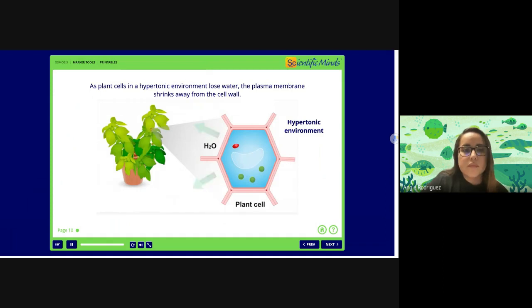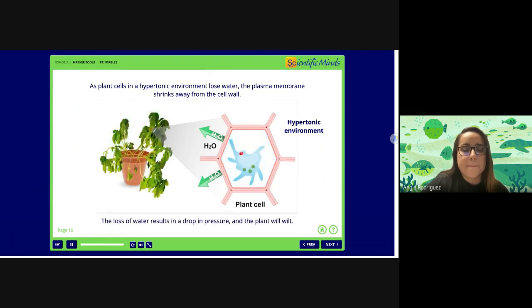As plant cells in a hypertonic environment lose water, the plasma membrane shrinks away from the cell wall. The loss of water results in a drop in pressure and the plant will wilt.